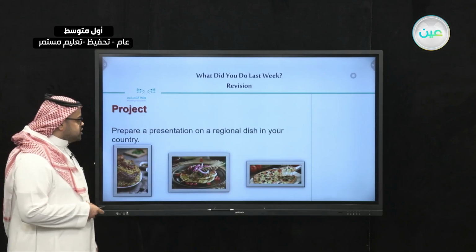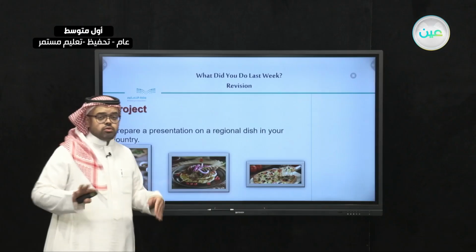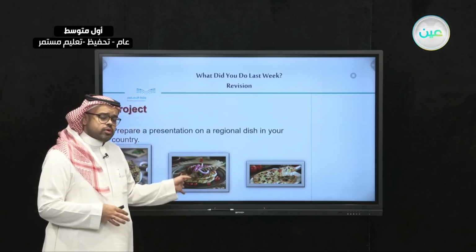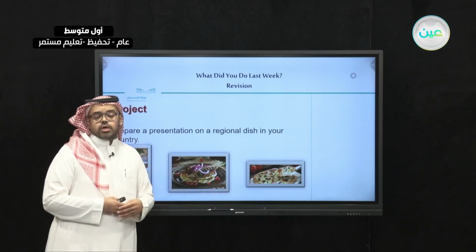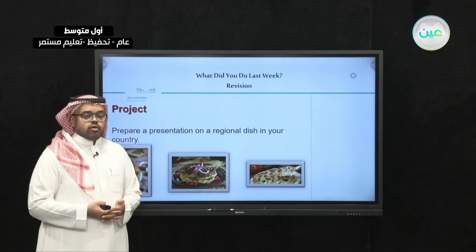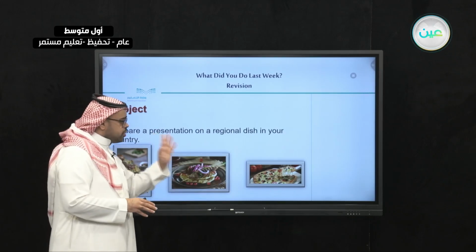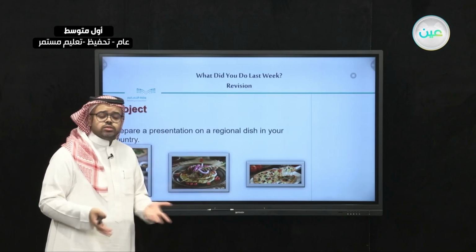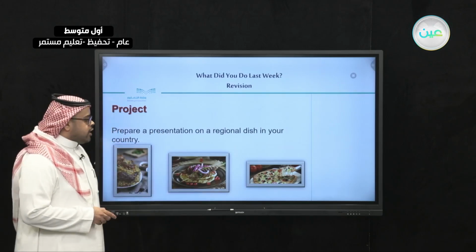And finally, as a project, I ask you to prepare a presentation on any regional dish in your country, any popular dish that people in your country usually have or usually enjoy. Make a simple presentation, like the one we read in this unit. Talk about your favorite food, bring pictures from different sources about that popular or regional dish, and also write down or talk about the ingredients, how to make that food, and what makes it popular in your country. So I ask you to do this as well.